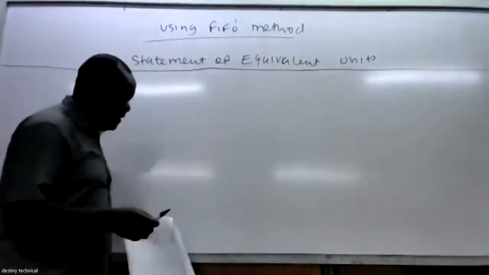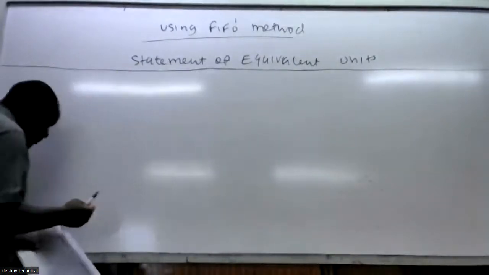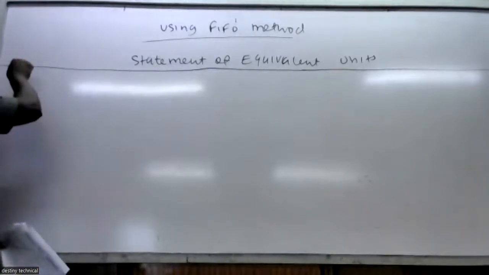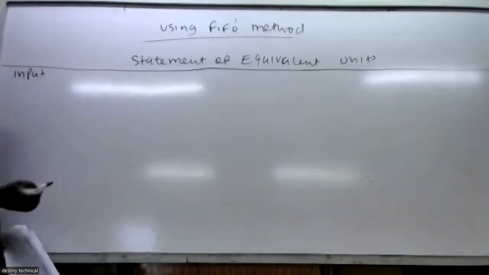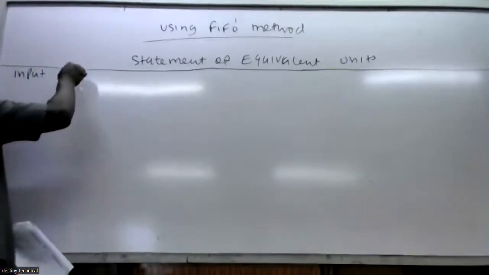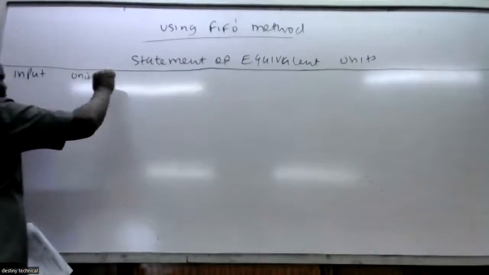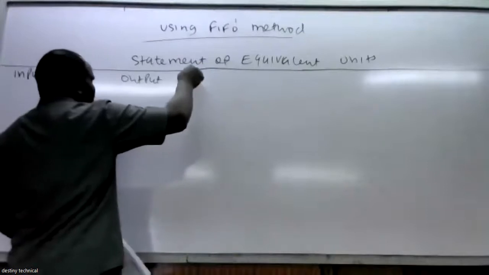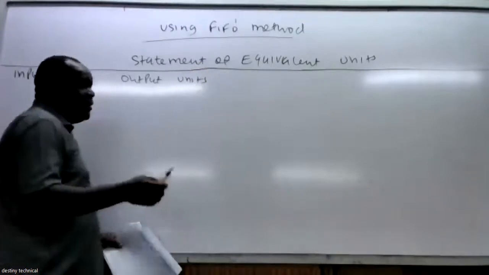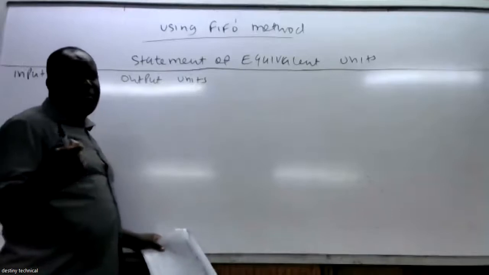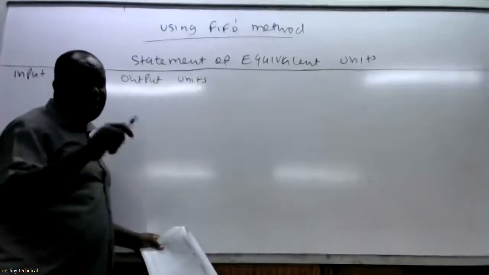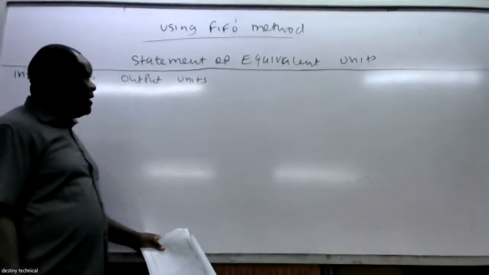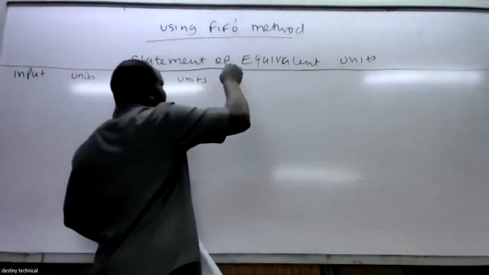So in the statement of equivalent units, we start off with the input, then units, then also the output, then also the units. This question had 2 types of materials. There were materials transferred in from the previous process. Then materials were added. So we have 2 types of materials.